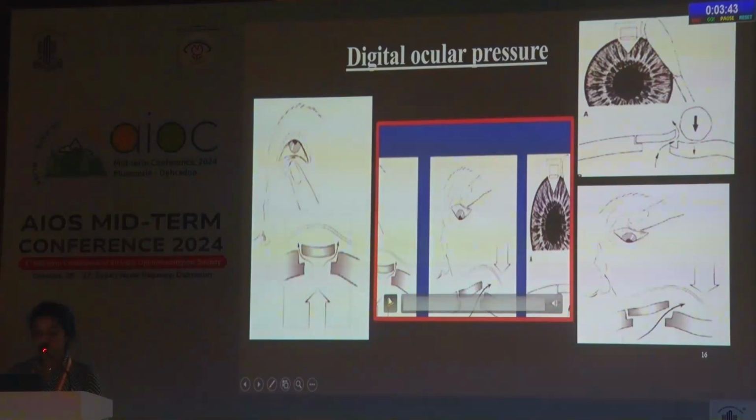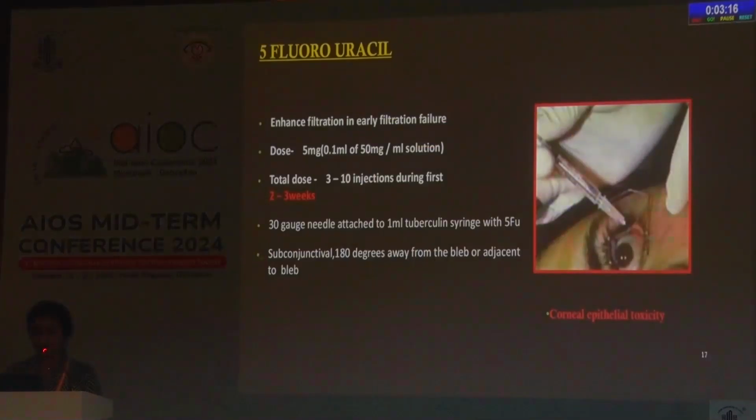So how it is performed, this is a video showing it. We ask the patient to look down. It is not playing. We ask the patient to look down inferiorly and, just lateral to the bleb, by means of the index finger, we give a local digital pressure.